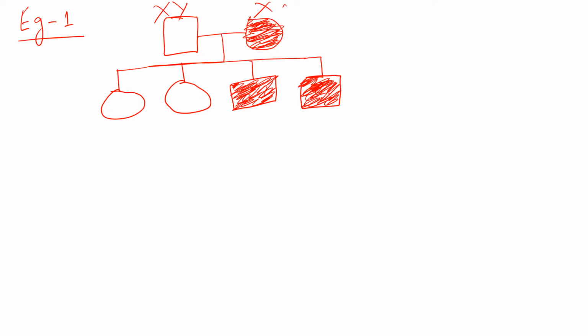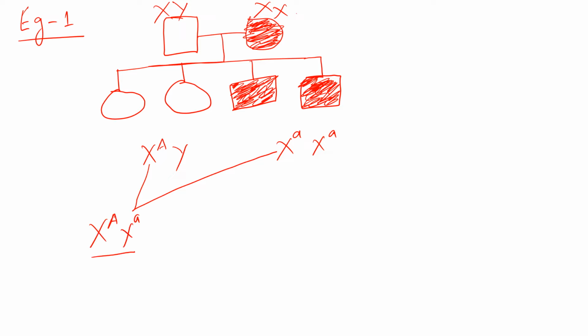So here this is XY, this is XX. Let's say the male, since he is unaffected, has X capital A and Y. Since the male is unaffected, we denote X capital A, and Y. His wife, this one, is affected, so it is X small a. So when they married, how will they pair up? This X will go with this X, so they will get X small a.